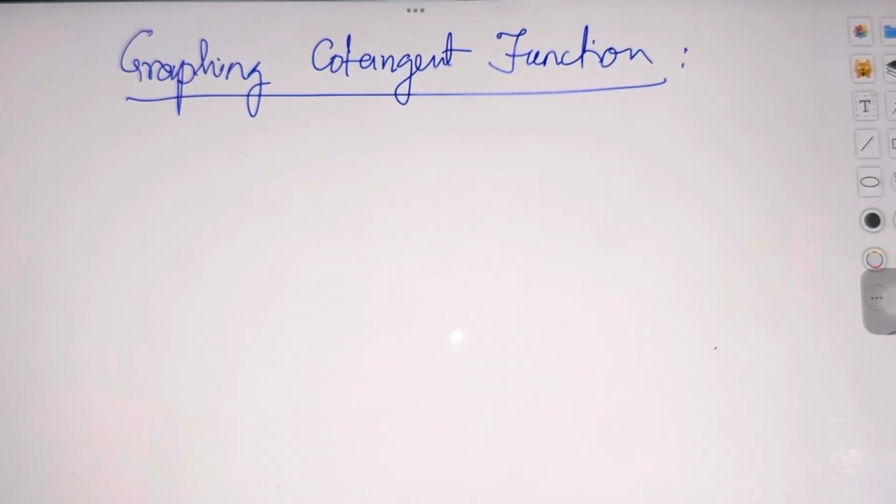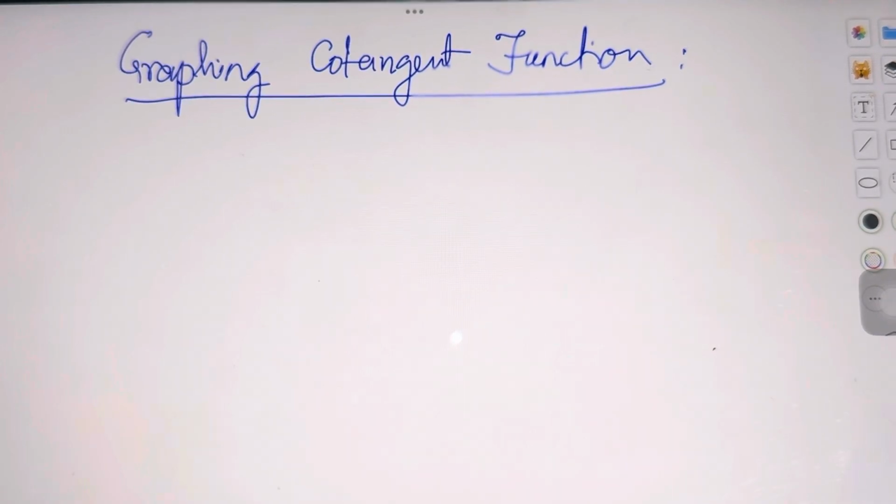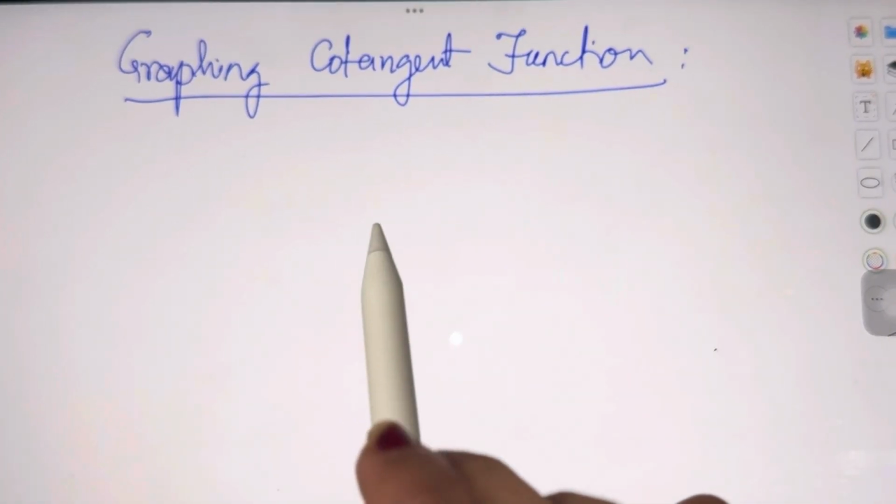Okay, welcome back to my class, and today we are graphing this cotangent function. In my previous video I have done the tangent function. You can check the previous part for the tangent function, and if you see that video you'll get a pretty fair idea how to do the cotangent function. I'm very sure you will by yourself be able to do the cotangent function.